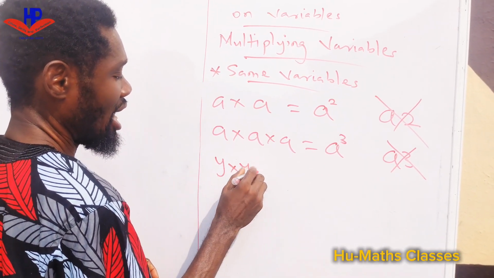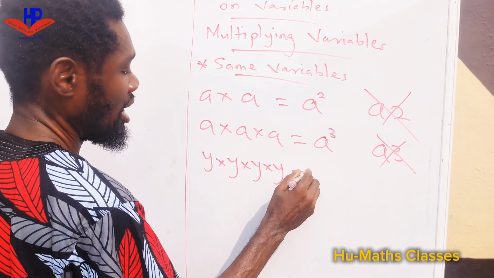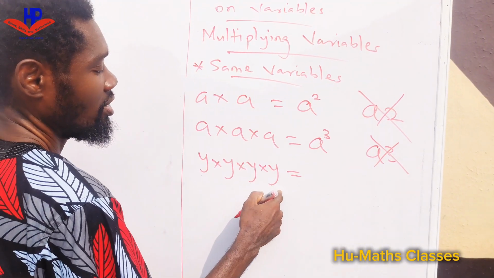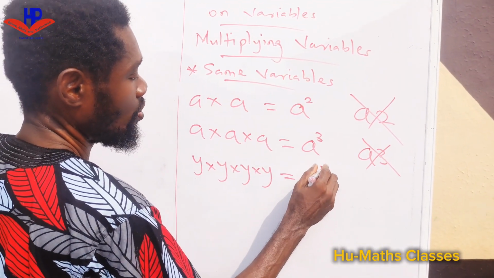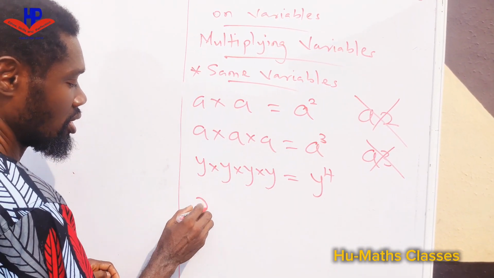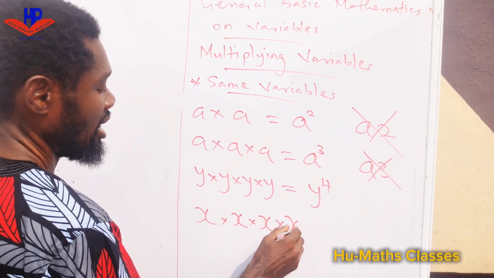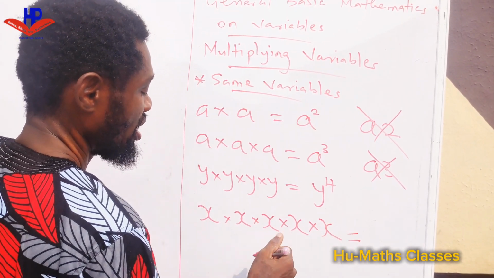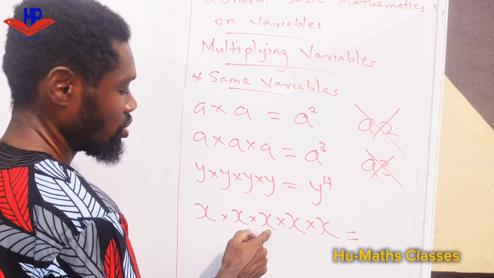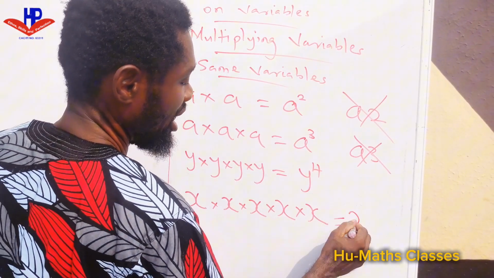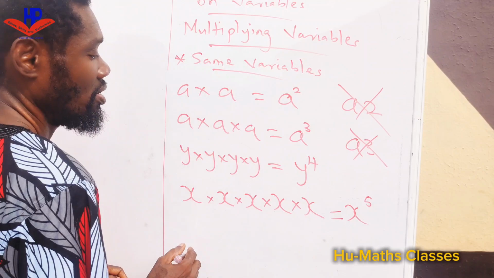Y times Y times Y times Y. There are 4 Y's here, so our answer will be Y raised to power 4. X times X times X times X times X. There are 5 X's here: 1, 2, 3, 4, 5. So our answer will be X raised to power 5.